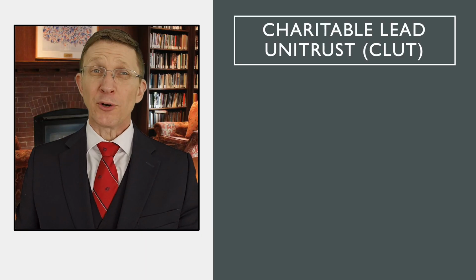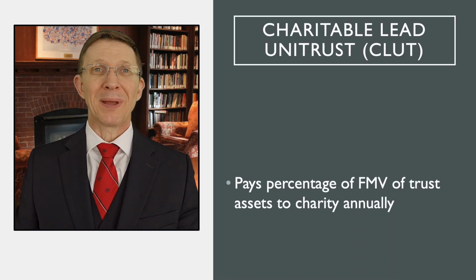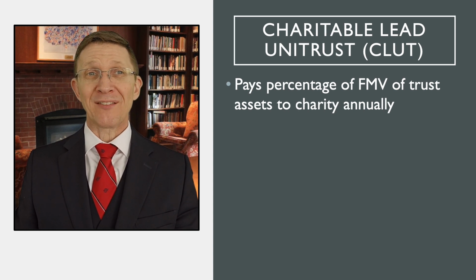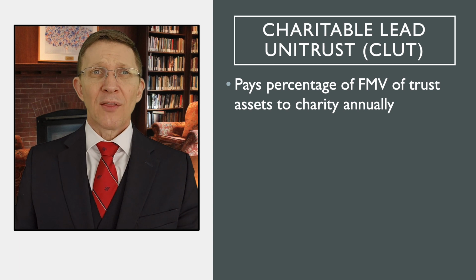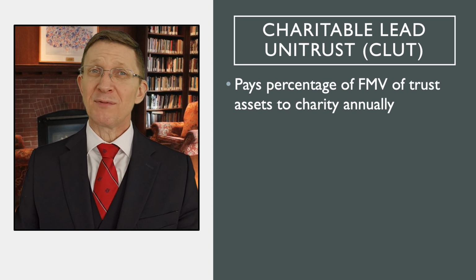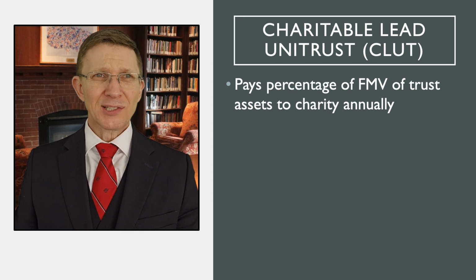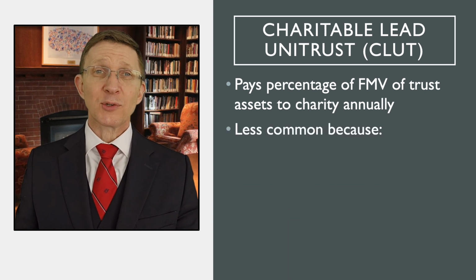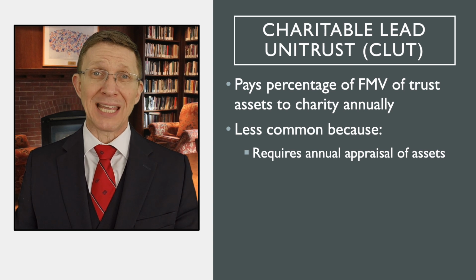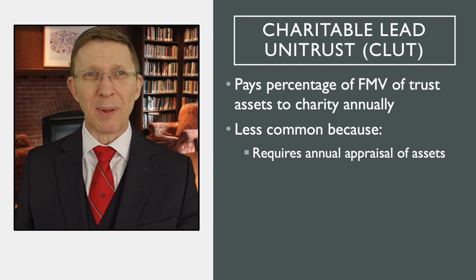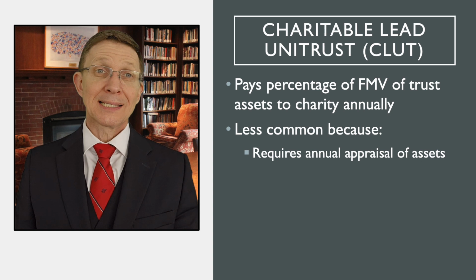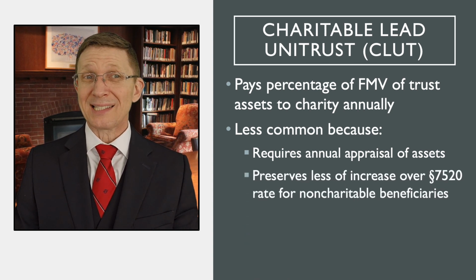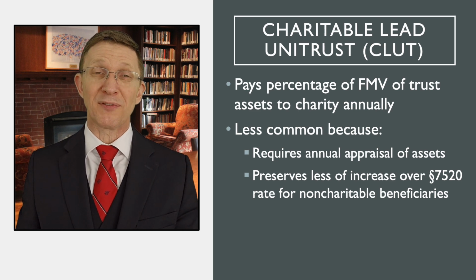The Charitable Lead Unit Trust, or CLUT, pays to charity, usually annually, a percentage of the fair market value of assets in the trust. Thus, the charity likely will receive different amounts each year. CLUTs are less common than CLATs for two reasons. First, CLUTs require annual appraisal of the assets in the trust, which adds expense to the trust administration. Second, if assets in the trust perform well, CLUTs preserve less of that increase for the non-charitable beneficiaries.